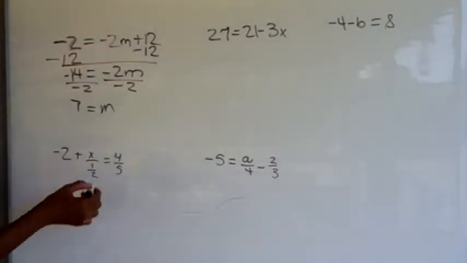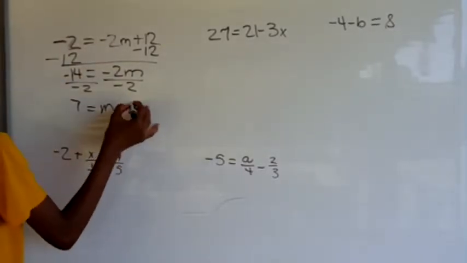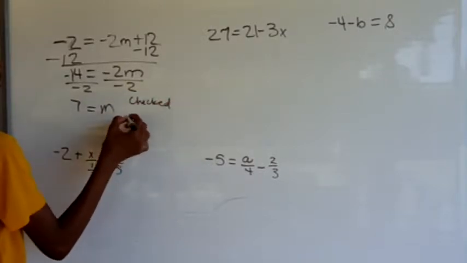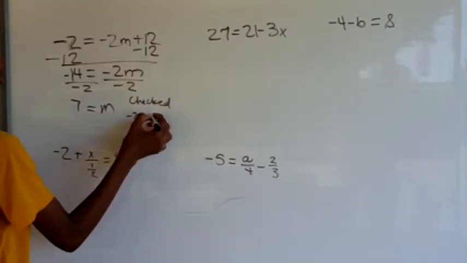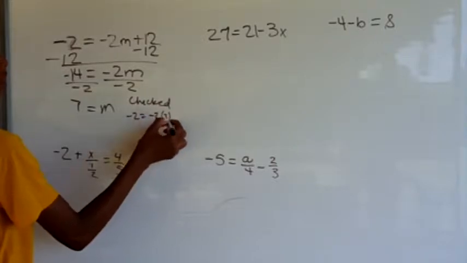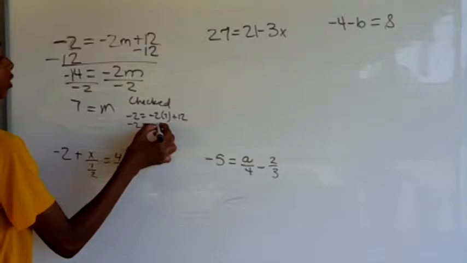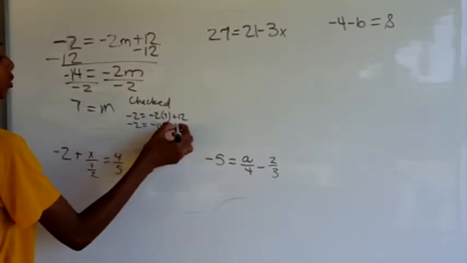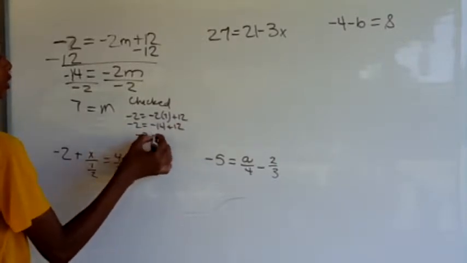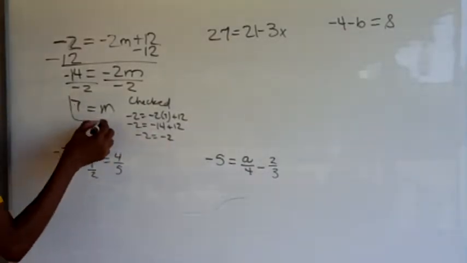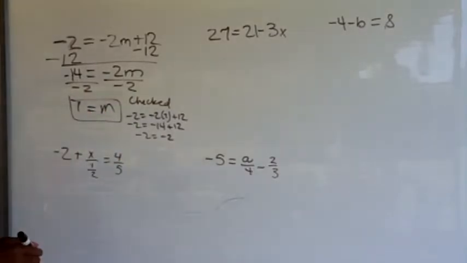Alright, so we plug that into our original equation, we get -2 equals -2 times 7 plus 12. So -2 equals -14 plus 12. So -2 equals -2. So this is correct.